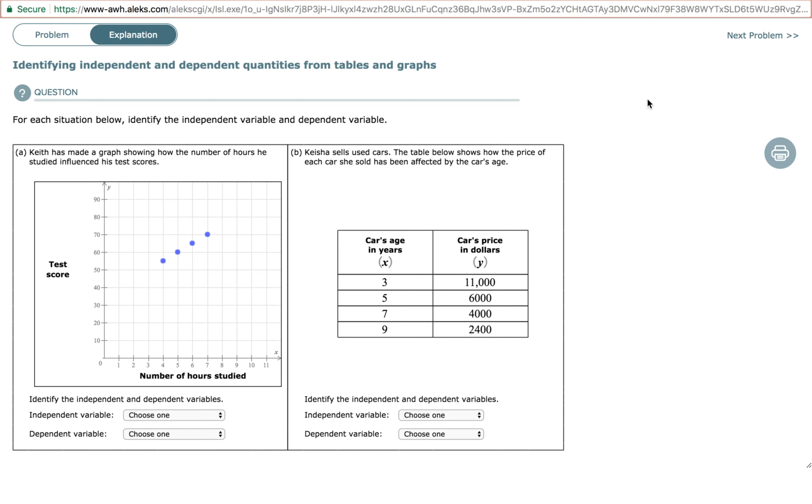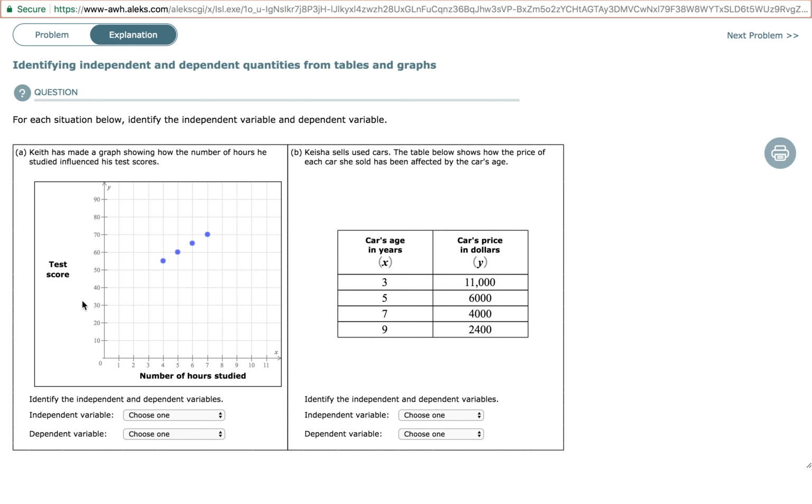Identifying independent and dependent quantities from tables and graphs. The following problems are set up to make it quite easy to identify both of these. However, before I show you that, let me first explain how you would understand the relationship between the two. So let's take a look at the graph.